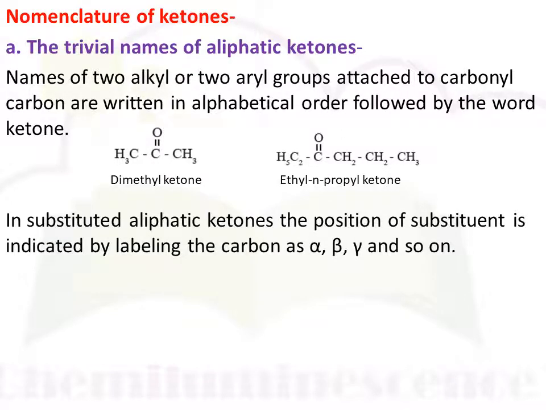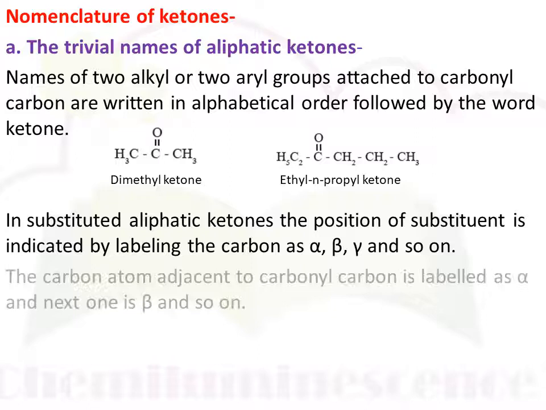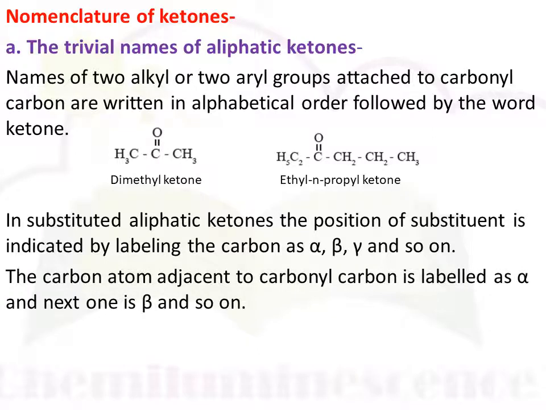In substituted aliphatic ketones, the position of the substituent is indicated by labeling the carbon as alpha, beta, gamma, and so on. If substituents are present on the alkyl part of the ketone, then for writing the name of such a compound, indicate the substituent with a proper locant or with proper labeling using the words alpha, beta, and gamma. The carbon atom adjacent to the carbonyl carbon is labeled as the alpha carbon, the next one is the beta carbon, and so on. Let's see with the help of an example.